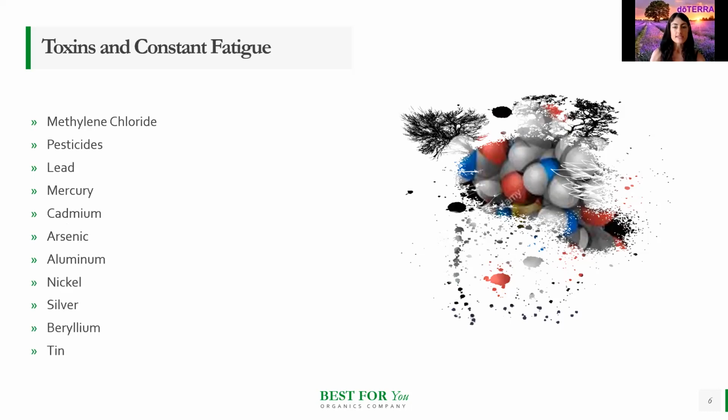Toxins and fatigue: methylene chloride, pesticides, lead, mercury, cadmium, arsenic, aluminium, nickel, silver, beryllium, tin. I'm sure as we're going through some of these, you guys are already recognizing some stuff that you've been exposed to. Toxins that cause skin problems.